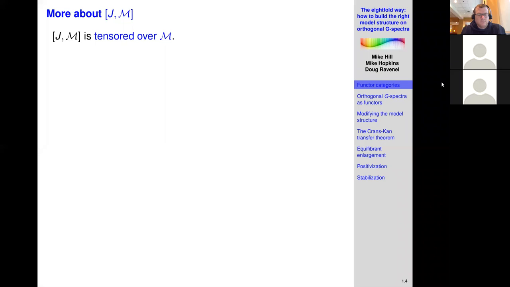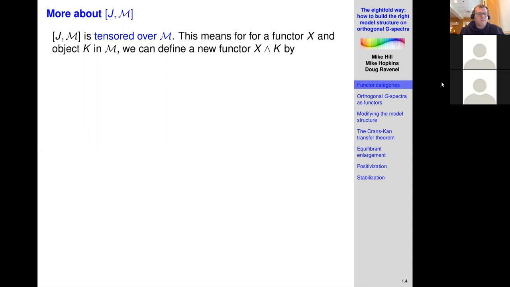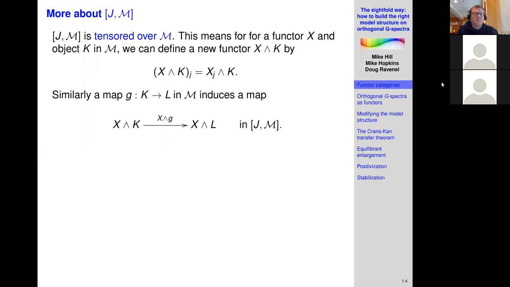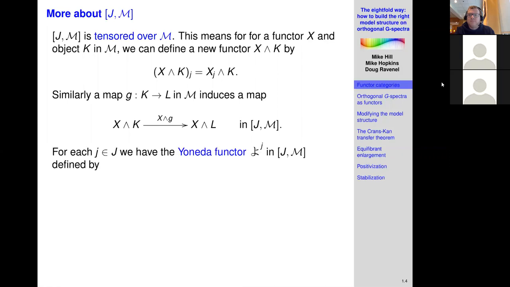Now, this category is tensored over M. What does that mean? If I have a functor X and an object K in M, which you can think of as a space, we can define a new functor X smash K, where the kth component of X smash K is the kth component of X smashed with the object K. Similarly, we can do the same thing on maps. A map in M induces a map between functors, X smash K to X smash L, in an obvious way.